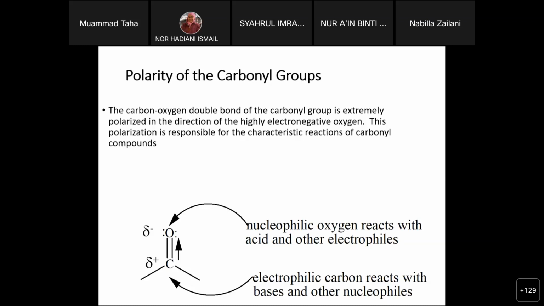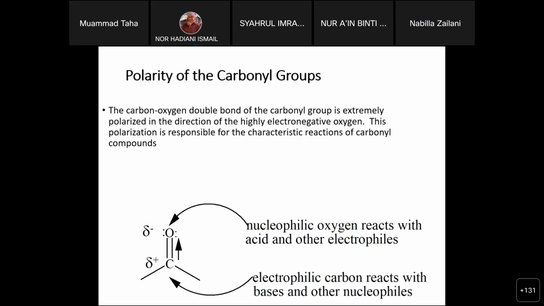Okay, so on the oxygen side, the nucleophilic oxygen reacts with the acid, and because this is negatively charged, it can only react with a positive charge. Electron-deficient species can react with the nucleophilic oxygen because acid has only a proton. And the carbon can react with the base and other nucleophiles. So the attack of the nucleophile is always on the carbon.